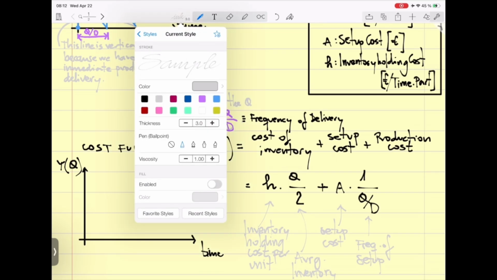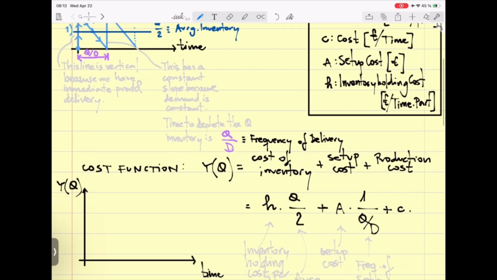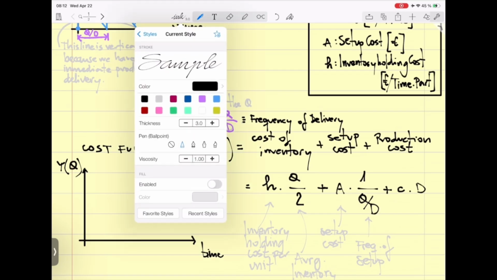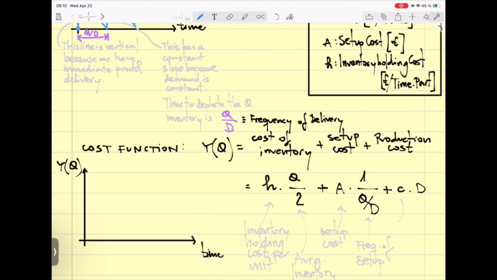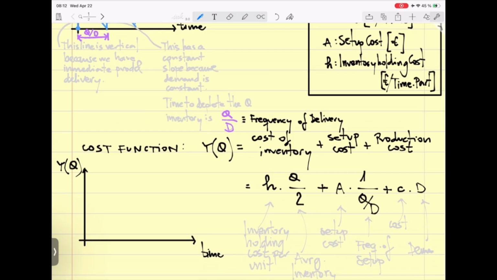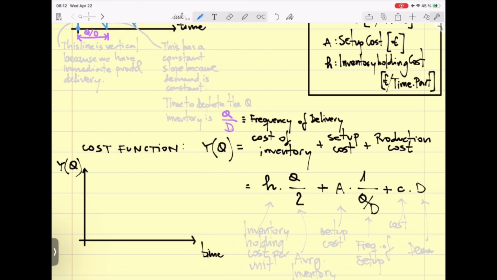And the production cost is some cost we have because of production times the demand, how many parts we produced. Okay, so this is the cost to produce, and this is the demand. Good. Okay, any questions on this?